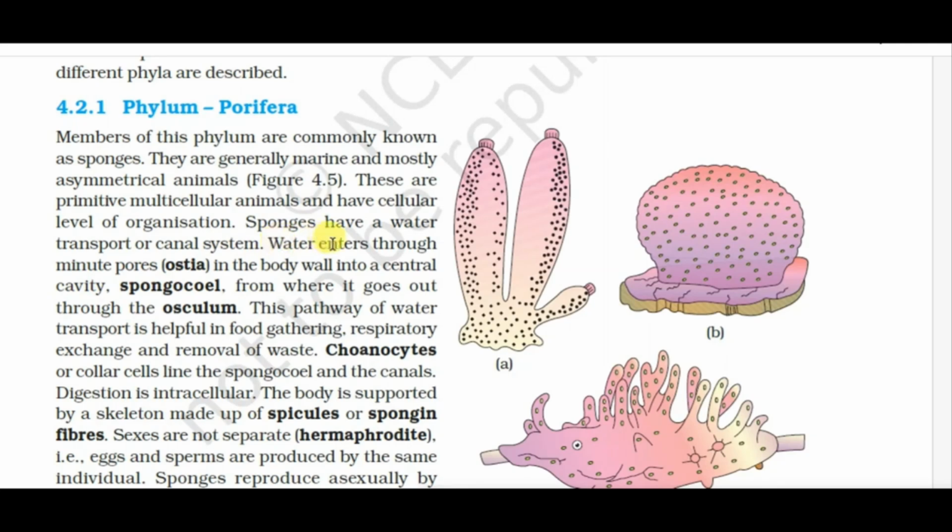Water enters through minute pores, the ostia, in the body wall into the central cavity, the spongocoel, from where it goes out through the osculum. The pathway of water transport is helpful in food gathering, respiratory exchange, and removal of waste. Choanocytes or collar cells line the spongocoel and the canals. Digestion is intracellular. The body is supported by a skeleton made up of spicules or spongin fibers.